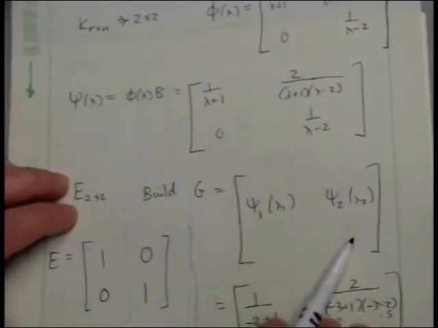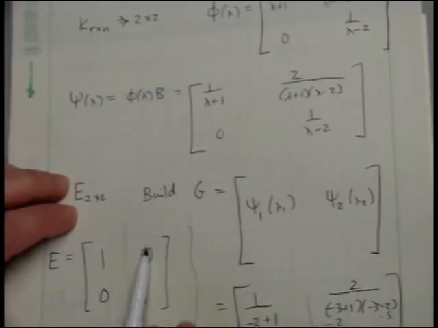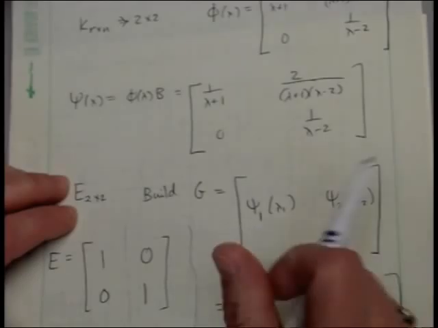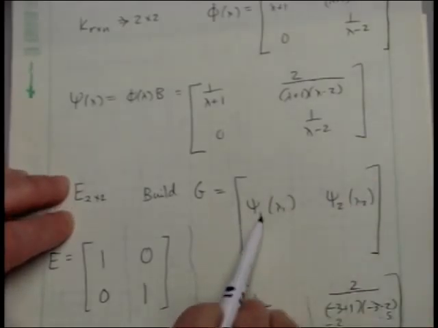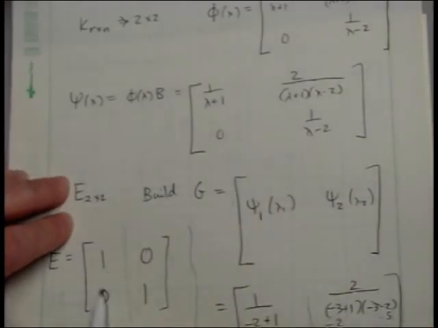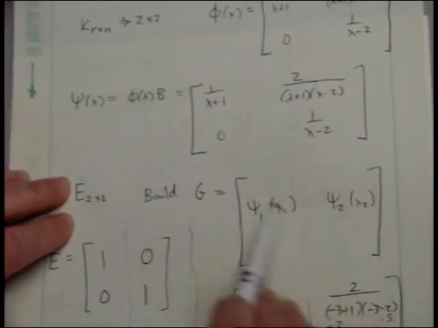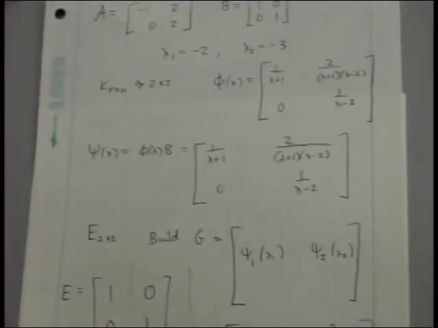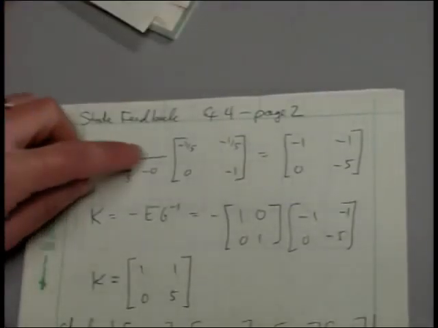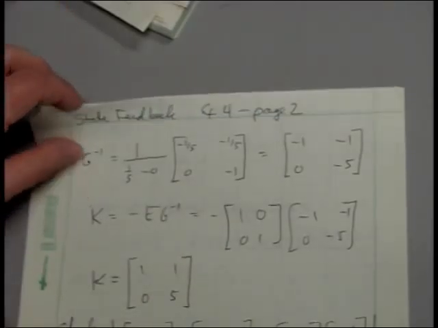Here we use the second column of psi for the second column of G, so we have a 0 1, with a 1 in the 2 position. So the index of psi we use corresponds to which natural vector we use. Psi 2 here, so we use the second one here. And so our E is the identity matrix, and when we go through and calculate the inverse, we get our K.